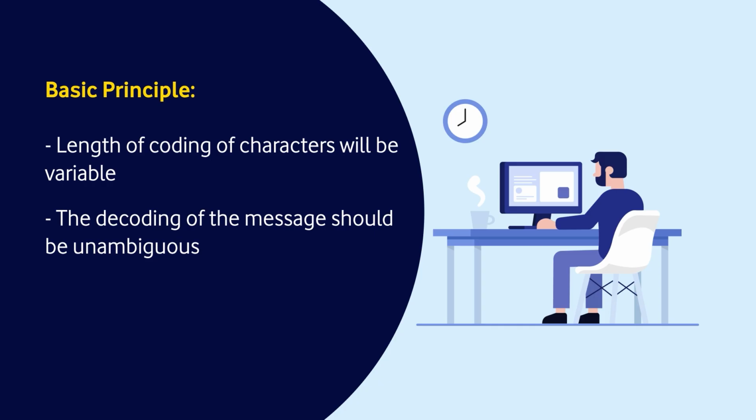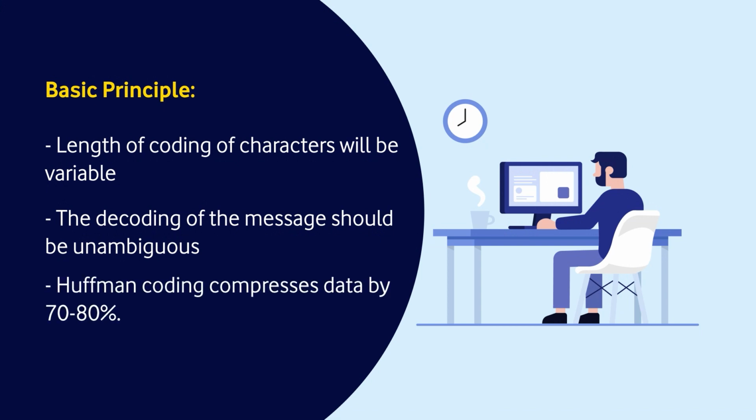The decoding of the message, however, should be simple. It should not be very complicated, and it should be unambiguous also. That is what it should ensure. These are some of the things which we expect in Huffman coding, or any coding for that matter. And the interesting fact about Huffman coding is that it compresses overall messages by 70 to 80%.